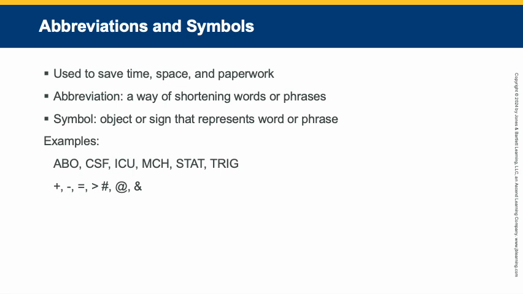TRIG, which is on the next page. It may be abbreviated TRIG, TG, or TGL. It stands for triglycerides. UA, either all caps or lowercase, is urinalysis. URI is upper respiratory infection. UTI is a urinary tract infection. VAD is a vascular access device.